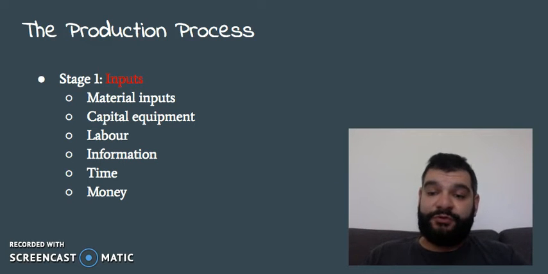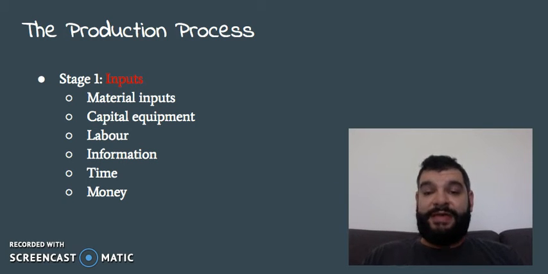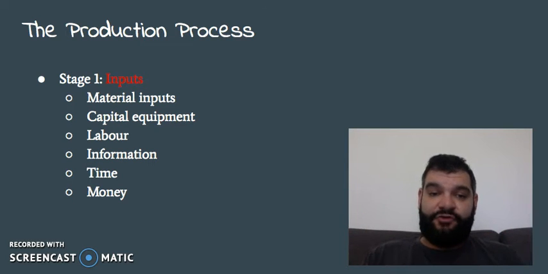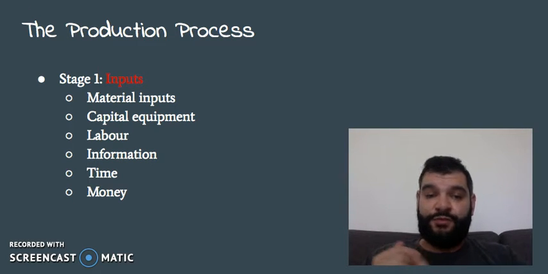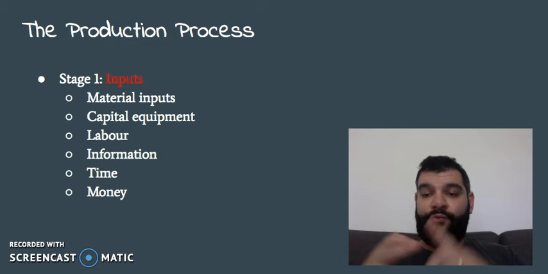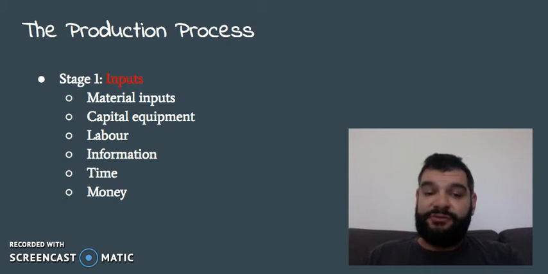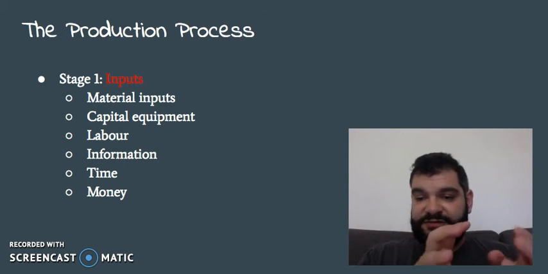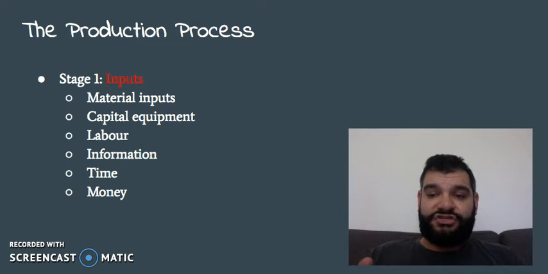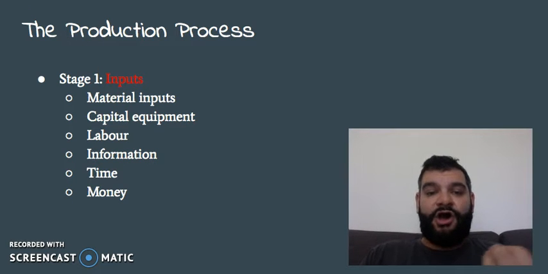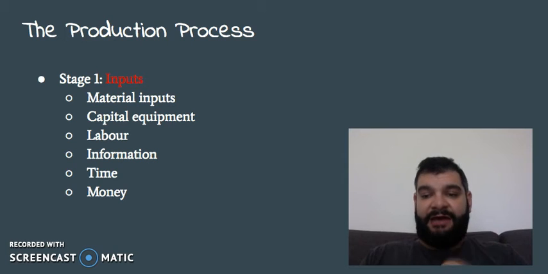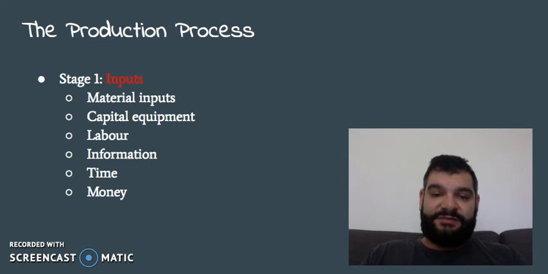Now there's three stages to the production process. Stage one is actually getting the inputs. So the things you need that go in to make the product. So that's going to be your material inputs. So raw material, wood, steel, rubber, plastic, whatever it may be that you need to make your product. Capital equipment, which is the machinery involved in changing those raw materials into something else. Labor, which is the employees.